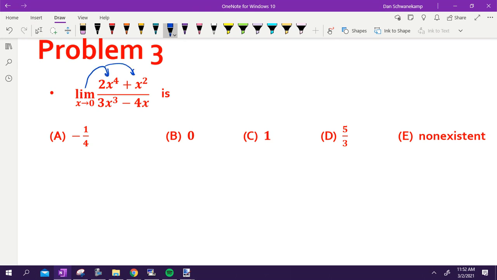Plug it in. If I plug in 0 everywhere, I get 0 over 0. If I get 0 over 0, what do I got to do next? Factor, cancel, plug back in.